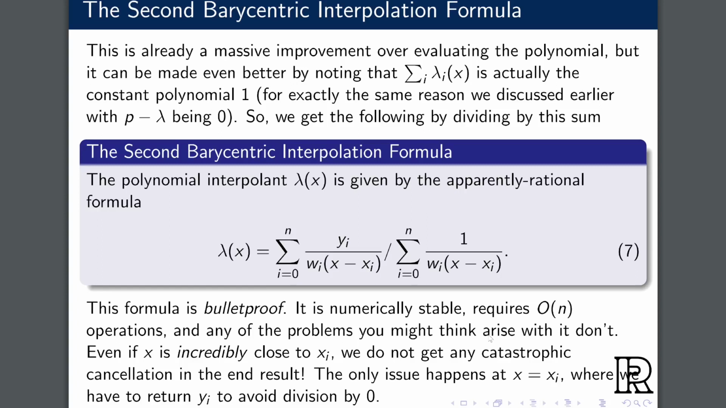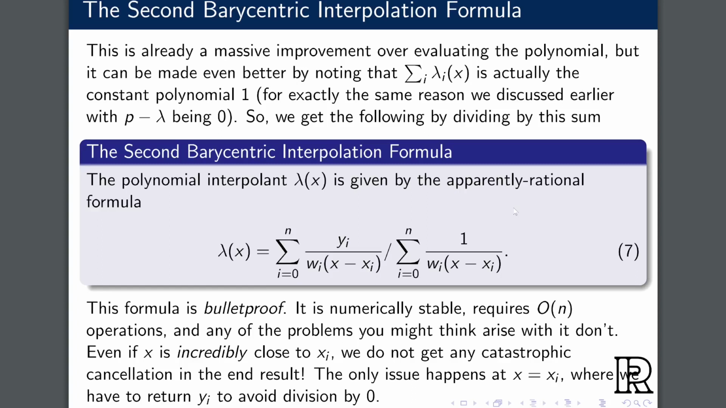But what we can do is factor that L of x out of this lambda i sum. So when we divide by this sum and factor the L of x out, the L of x's will cancel. And so we actually just implicitly use L of x. We never need to actually compute it. And this leads to the bizarre looking but beautifully elegant formula, equation 7, where all you have to do to evaluate your polynomial is compute these two different sums and then divide them.